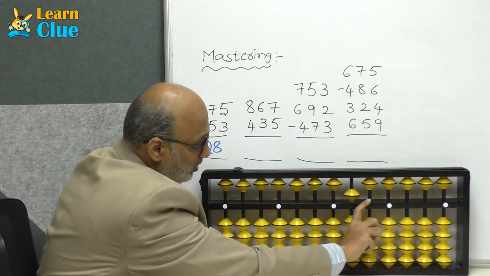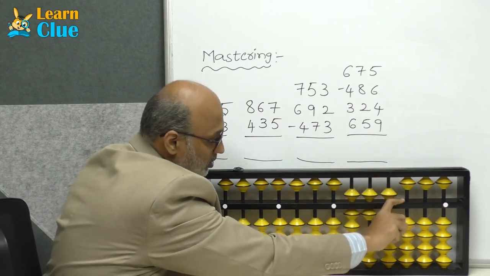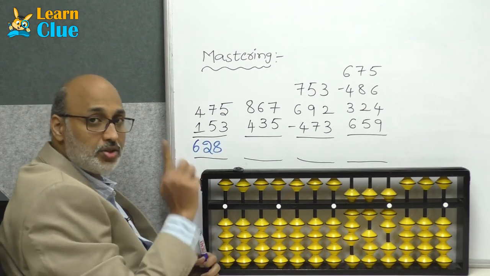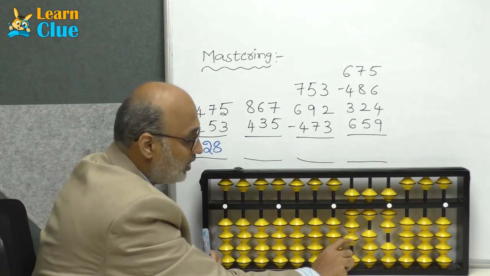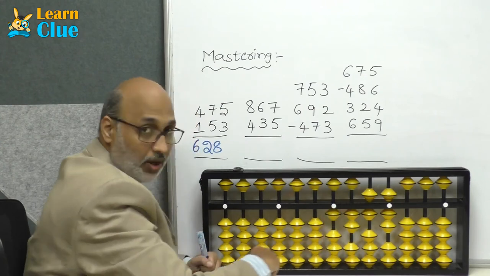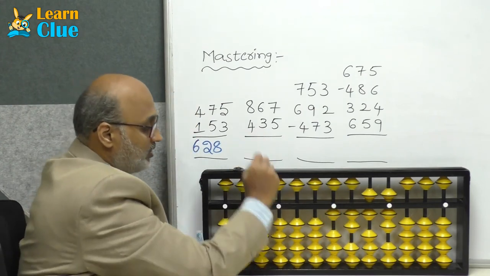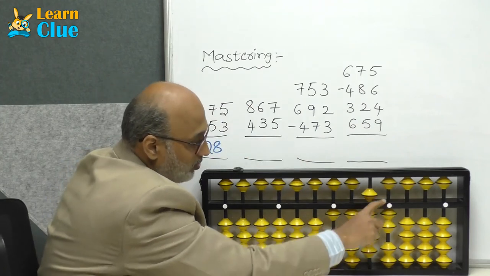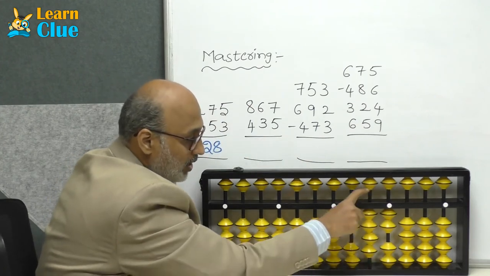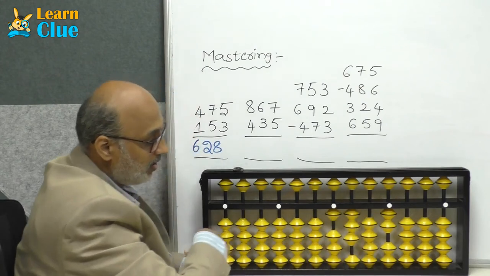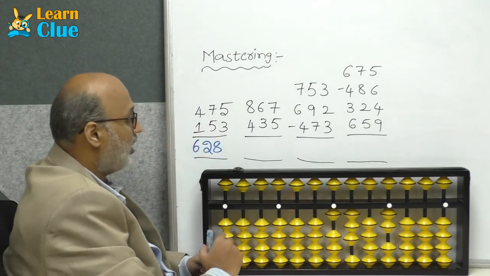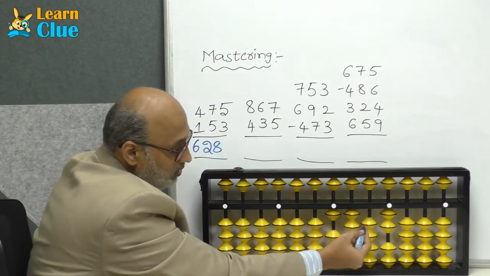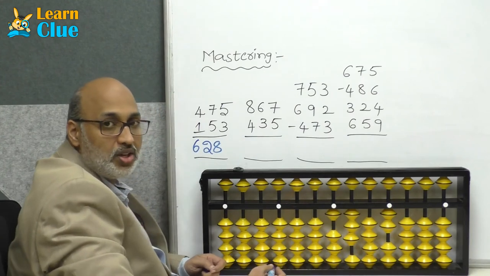867. Now we have to add 435. First 400 we will add. First 400 is nothing but minus 600 plus 1000 plus 30 plus 5. Plus 5 is nothing but minus 5 plus 10. Plus 10 is nothing but minus 90 plus 100. Okay. So now tell me what is the answer? 1302.